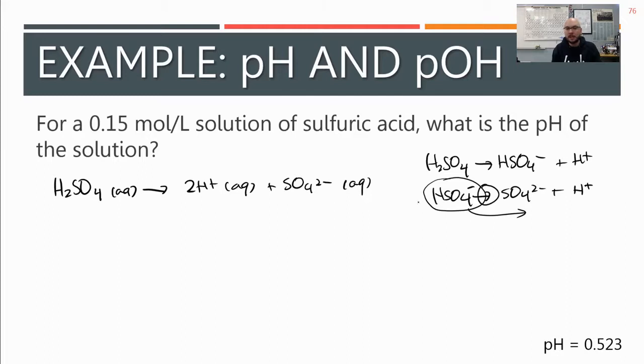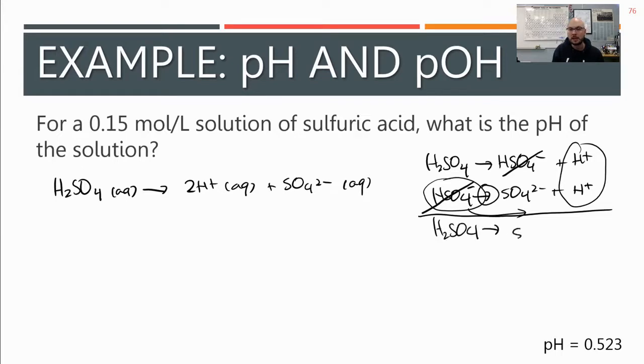So if that's the case, then really when we add these up, because they're on opposite sides of that arrow, it's something called Hess's law. They cancel out. These add up because they're on the same side. So we get H2SO4 produces SO4 2 minus and 2H plus. So we should recognize that the concentration of the acid is equal to the concentration of the H plus, but in this case, because it produces 2H plus, it's going to be 2 times 0.15.